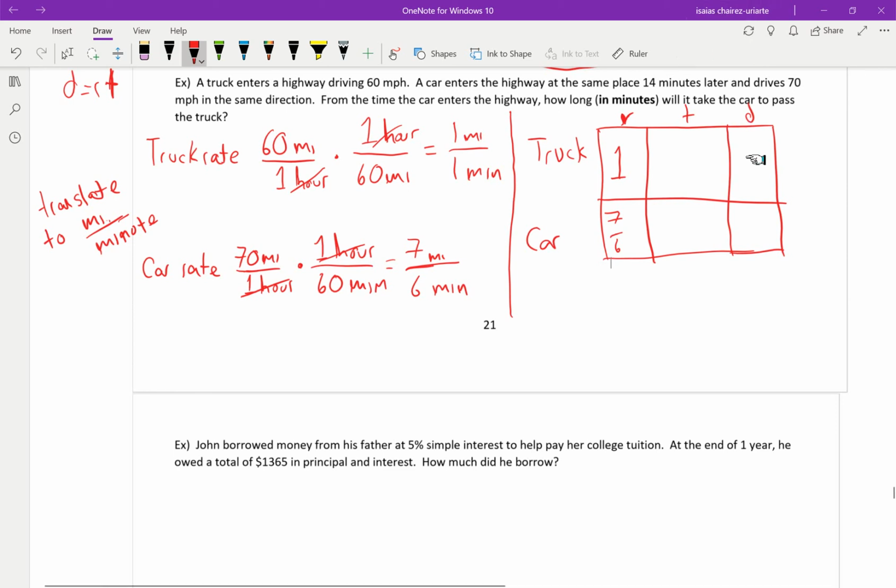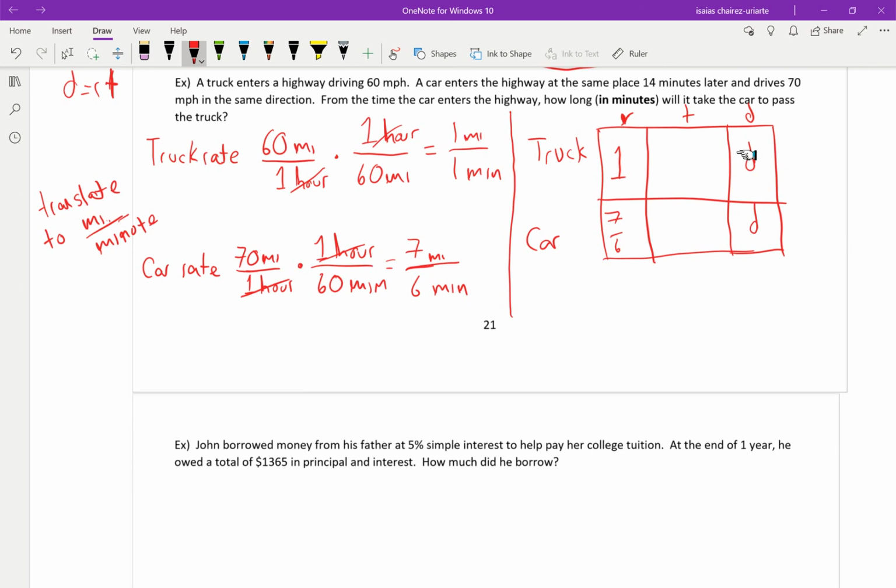Both of them are going to travel the same distance. How do we know that? Well, because we're interested in the point at which the car is passing the truck. That means that they have covered the same distance. That's why they're exactly at the moment where one is passing the other. So hopefully you agree that for both cases, the distance should be the same.